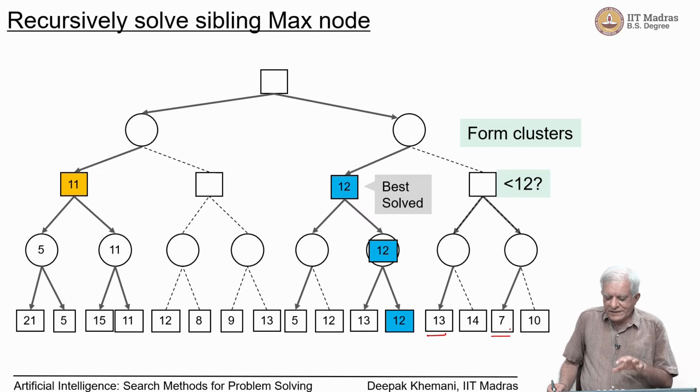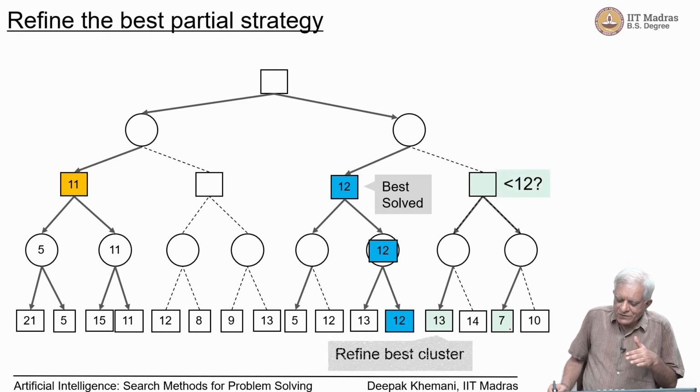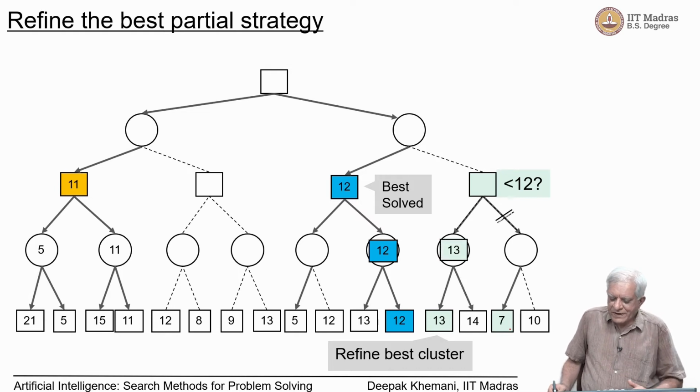Now, what happens is that these two leaves, 13 and 7, will replace that one with the 12 node here. Anyway, we will see the detail again a little bit later. So, we have these two clusters, 13 and 7. We refine the best cluster, as our strategy is. We find that its value is 13.